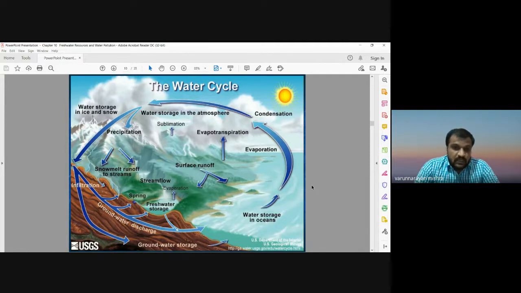So this is the entire water cycle, and this entire water cycle is responsible for the availability of water on the earth's surface. If it does not work properly, there may be high scarcity of water on the earth's surface. So we need to study the water cycle, and we also need to know what the impacts of different climate change scenarios are on the water cycle.